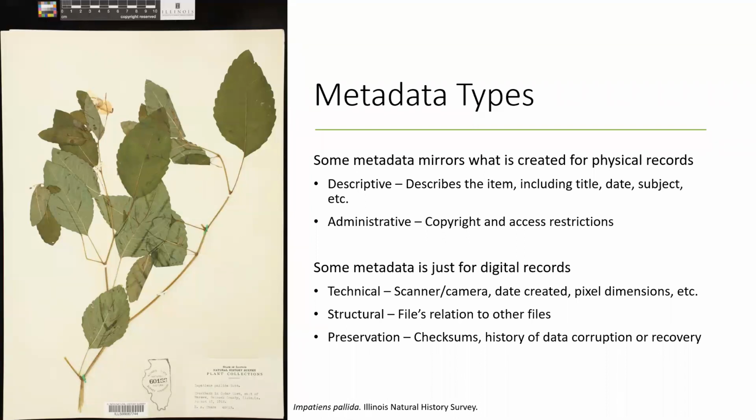And some metadata is just used for digital files. So technical metadata can include the scanner or the camera used to create the file, the date the file was created, and the pixel dimensions, for example. Technical metadata is usually created automatically and embedded right into your files. Structural metadata records how a digital file relates to other files, such as whether a file represents one page from a book. And preservation metadata is information used in digital preservation and can include information like checksums, a history of data corruption or recovery, information on when files were transferred, and virus scans.